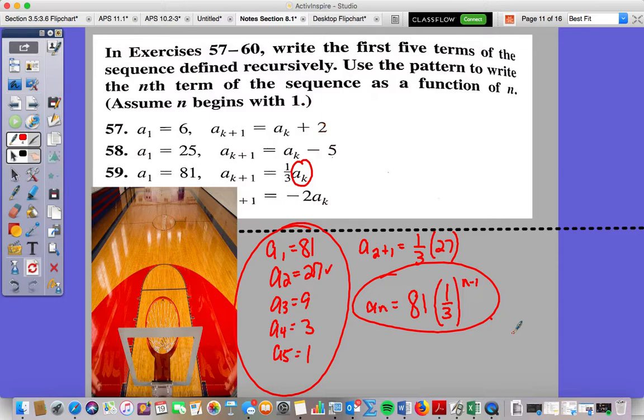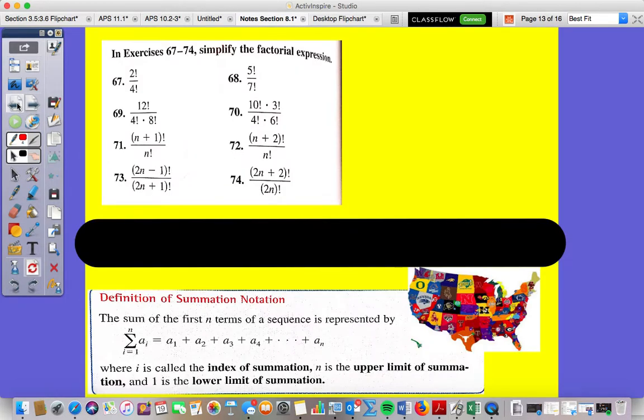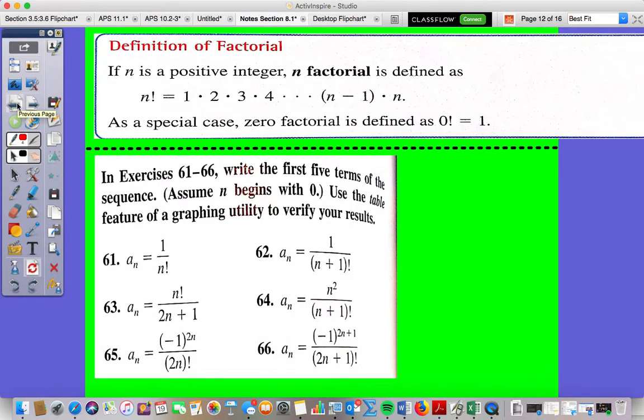Cool. There are multiple ways that you could find these equations, but recursive just means that what I plug in for the first gets plugged in and recycled to the second, third, fourth, and fifth term, okay?